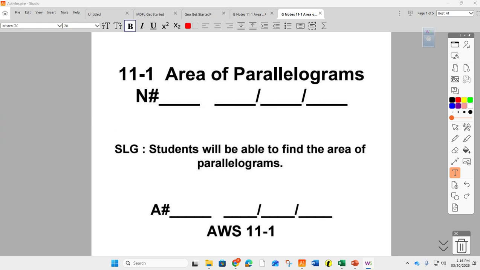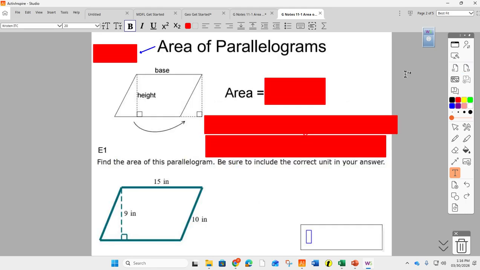So we've worked with parallelograms a lot. We know a lot of things about parallelograms. Can you think of anything you know about a parallelogram? They're parallel.